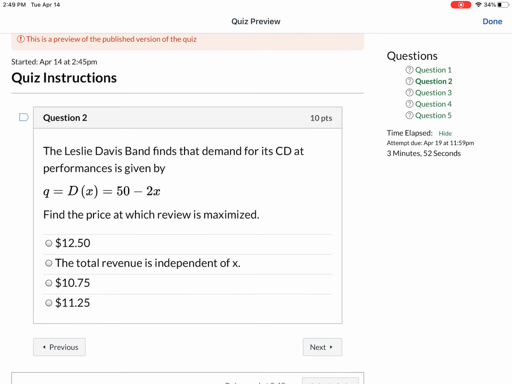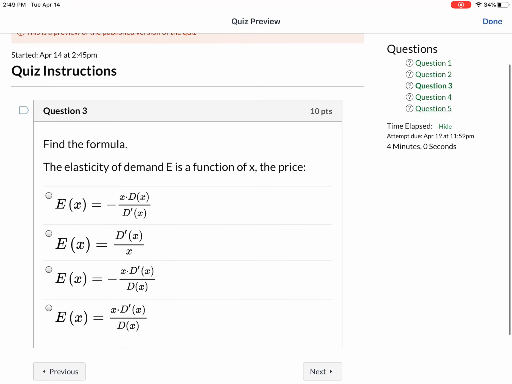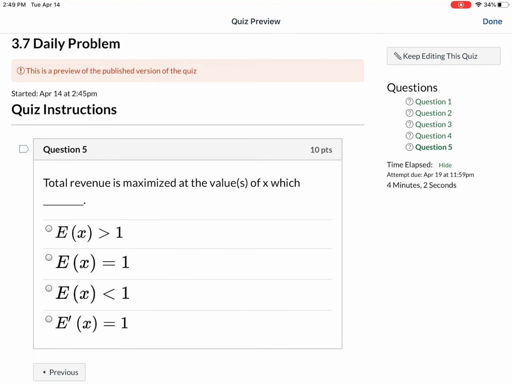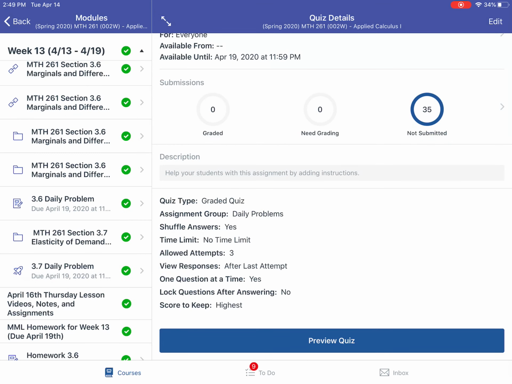I already found something. It says find the price at which review is maximized, not review. I meant to type revenue is maximized. So I'll go and fix that one. I just found a typo, but I did make this quiz myself. So if you're taking this and you don't think something is right, please write me a quick email, that will be great. As soon as I finish going over the 3 examples in 3.7, I'll go and fix that typo. It kind of bothers me now. I wonder if I can fix it right now while I'm talking to you.